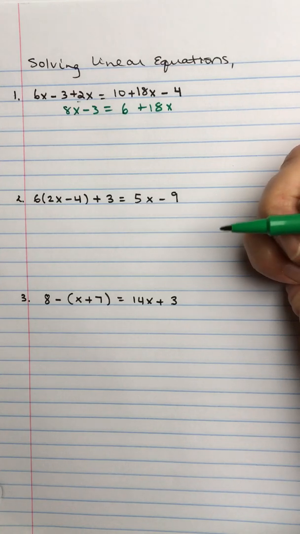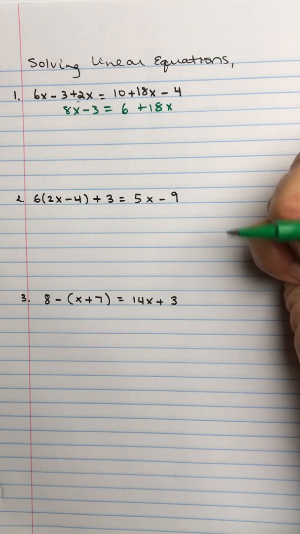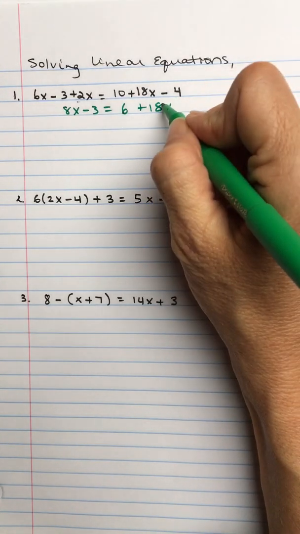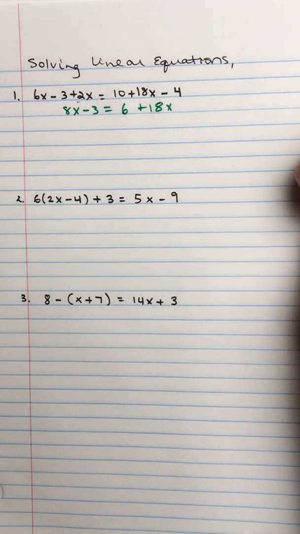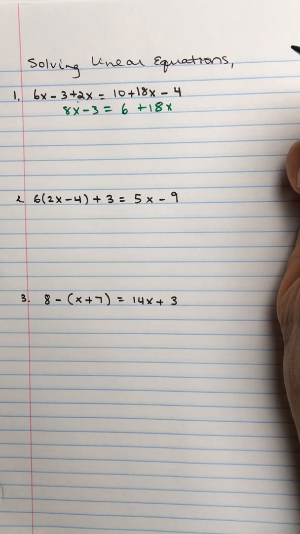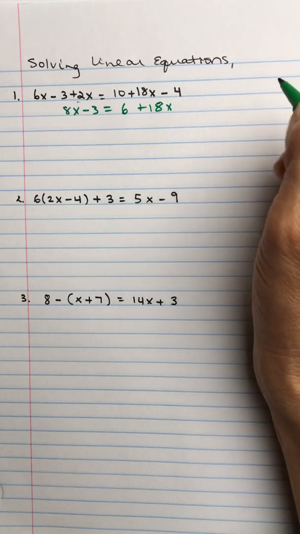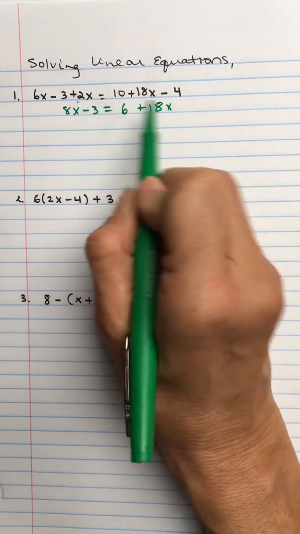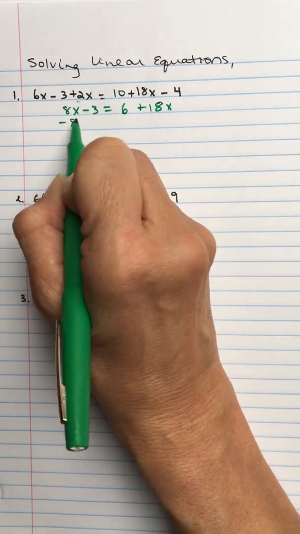Okay, now I want to gather all of my x terms together on one side. So now I'm going to start doing the opposite operations. You have to pick which side you're going to put your x's on, and you might have something that just feels better to you. For me, it feels better to have my x coefficients positive, so I will almost always move to make that happen. Since 18 is bigger and it's positive, I'm going to go ahead and subtract 8x from both sides.